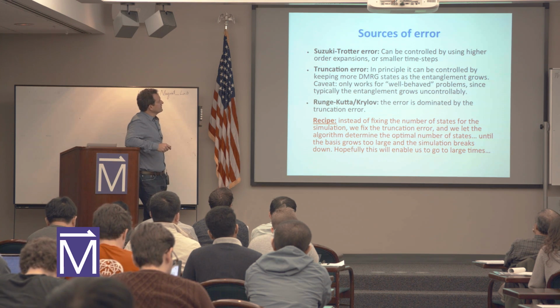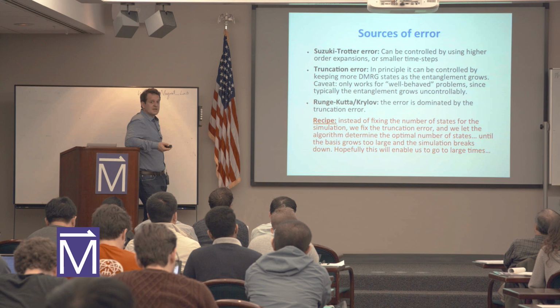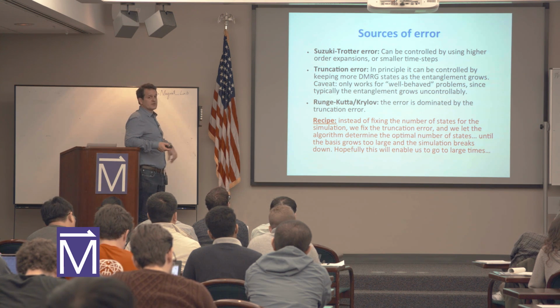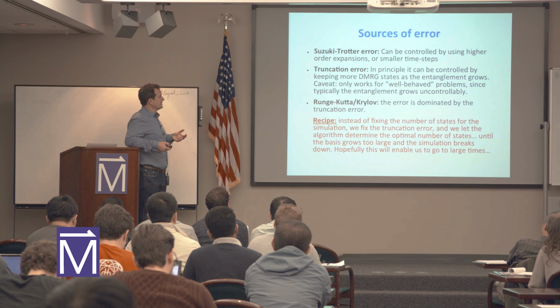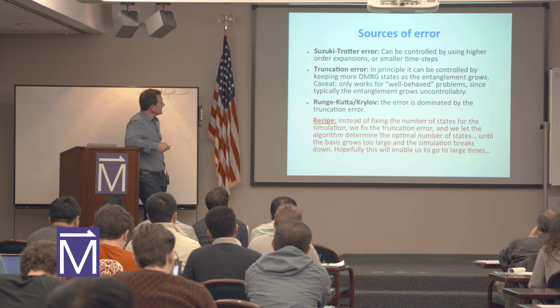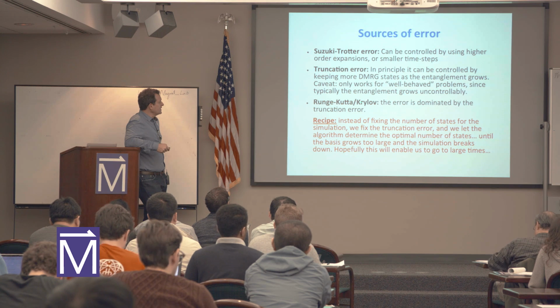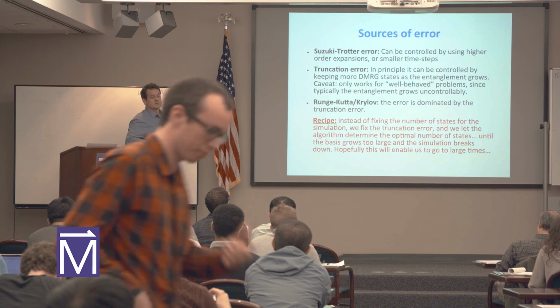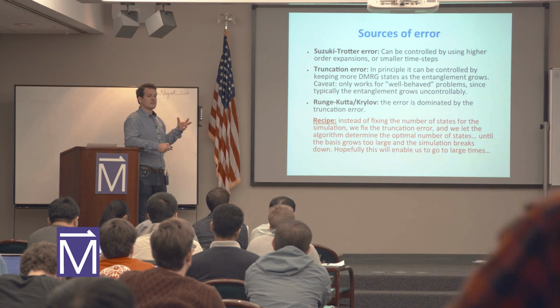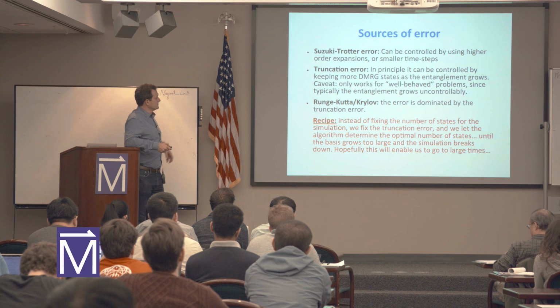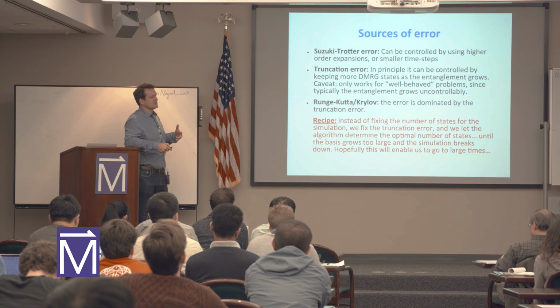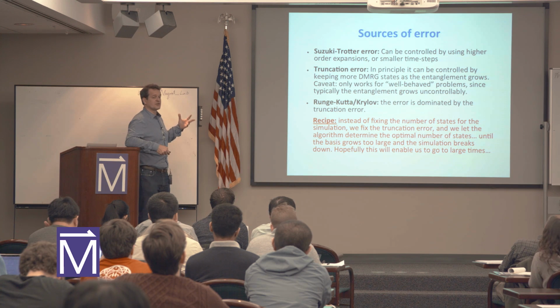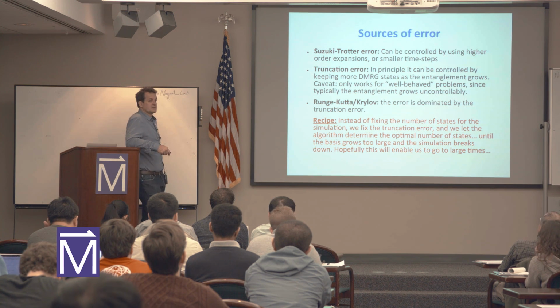So what are the sources of error? If you do Suzuki-Trotter, you have the time step error and the DMRG error. So if you assume that your DMRG error is under control, you just keep a large number of states, the error comes from your expansion. And if you do Krylov or Runge-Kutta, it turns out that the error is dominated by the truncation error. And that's because you have to keep track of all these intermediate states, and that tells you that you need to use a larger density matrix and use more DMRG states.